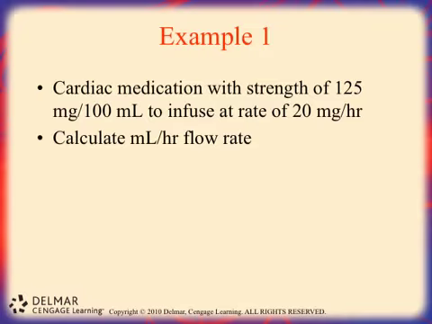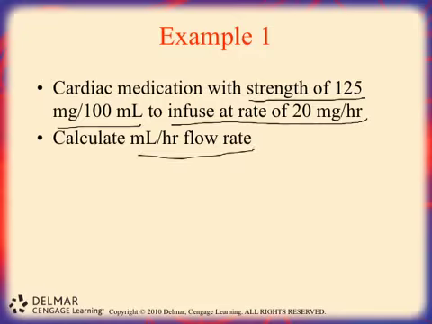So in this particular example, you've got a cardiac medication, and the dosage strength is going to be 125 milligrams per milliliter. The doctor wants you to infuse that dosage strength at a rate of 20 milligrams per hour. So to calculate the milliliter per hour flow rate, you're going to have to start with milliliters per hour, just as we've done with our dimensional analysis in previous problems. And so we'll go to the next slide and see how that's done.